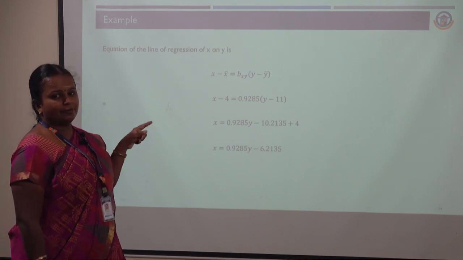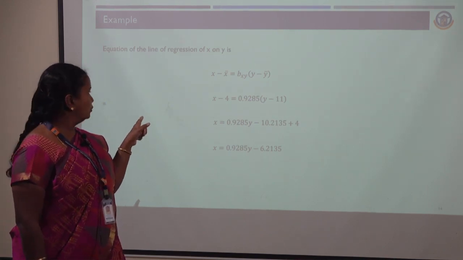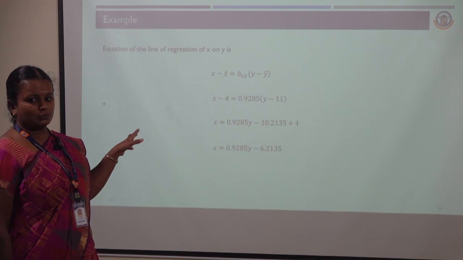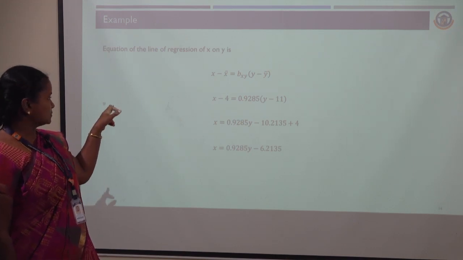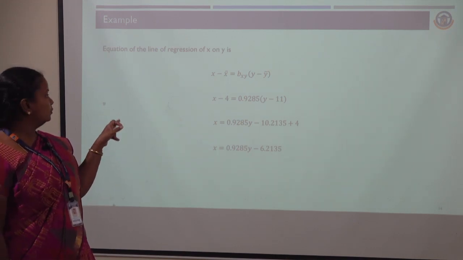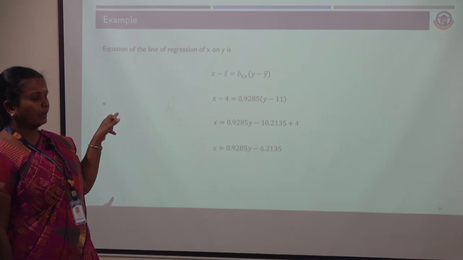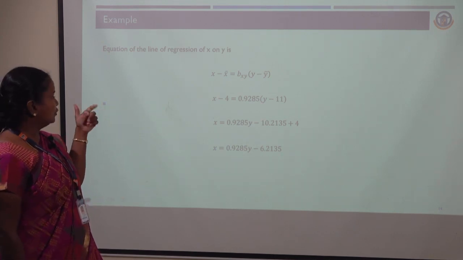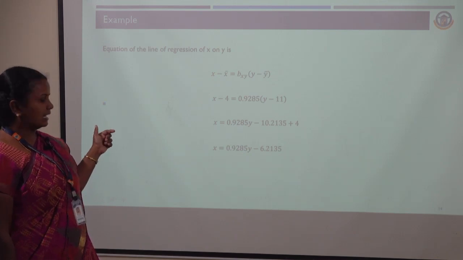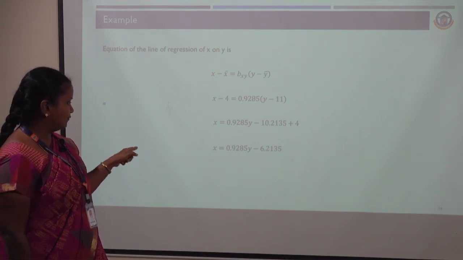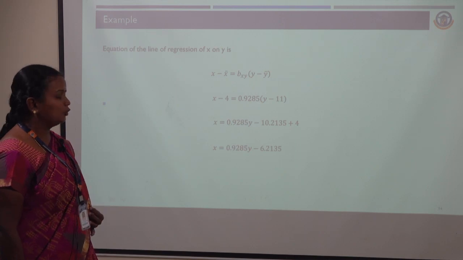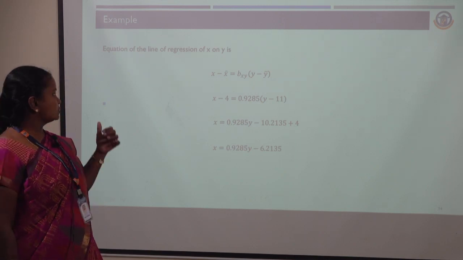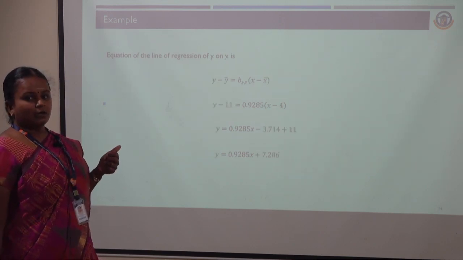Regression of x on y is x minus x bar equals bxy into y minus y bar. X bar value is 4, bxy is 0.9285, y bar is 11. Substituting here, we get the regression equation as x equals 0.9285y minus 6.2135. This is one of the regression equations.